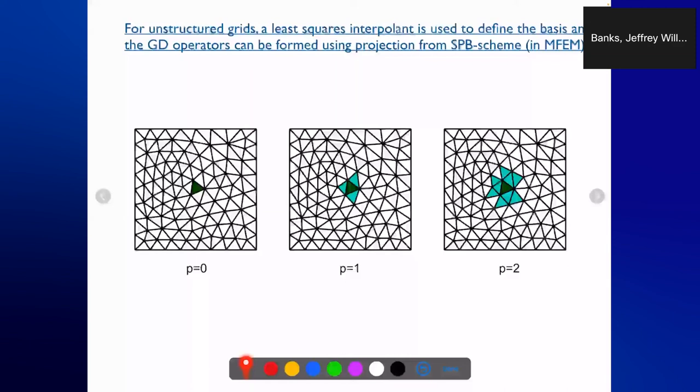I do think it's possible to build in other types of constraints. For example, you mentioned the Maxwell electromagnetics case. I think you could build in additional constraints. For example, you could build the divergence constraint into the interpolant itself. I've not done that, but I think it's possible. Okay, thanks.